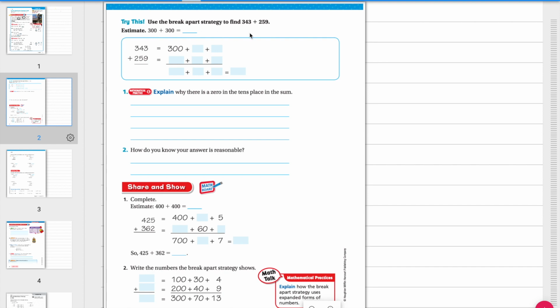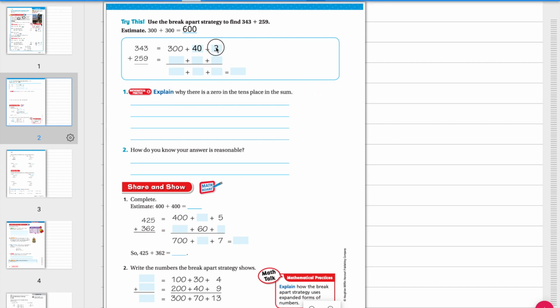Now, here's our estimate. 343 rounds down to 300. 259 is closer to 300. It rounds up to 300. So we have 300 plus 300 is 600. And so our final answer will be close to 600. And so here we go. We've got 343. We're going to break it into our expanded form. 300 plus 40 plus how many ones? We've got just 3 ones.